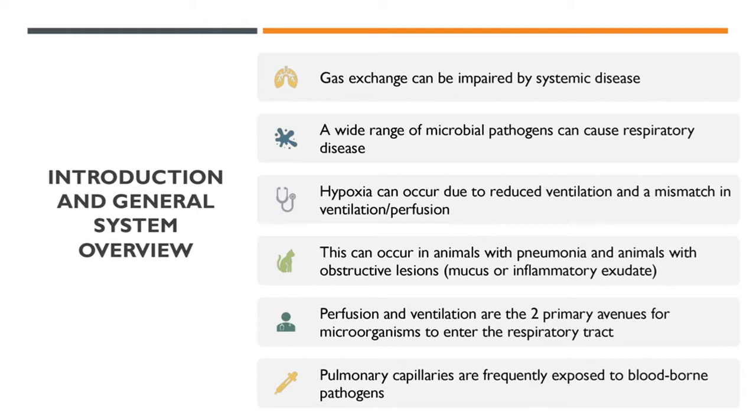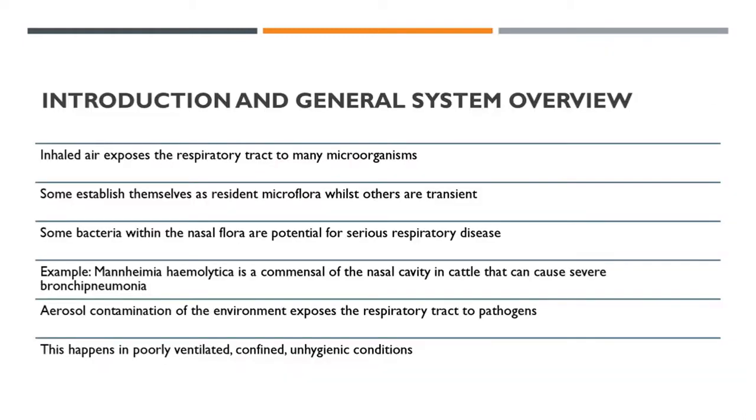Perfusion and ventilation provide the two main avenues by which organisms can enter the respiratory system. Another route for pathogens to enter the lungs is through systemic venous return, as blood from the systemic circulation passes through the lungs, from the right ventricle to the left ventricle through the pulmonary vein. Inhalation also exposes the respiratory tract to a large number of microorganisms.